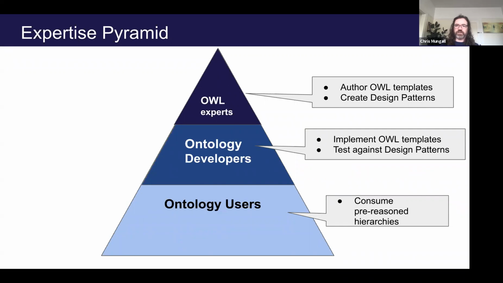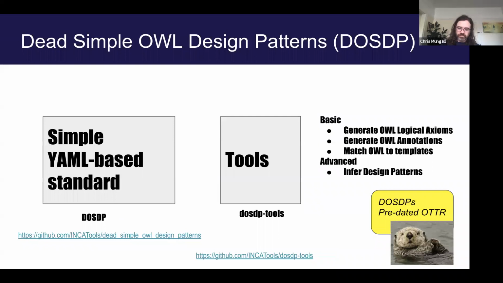And then the ontology developers essentially implement these, and they test their ontologies against the different design patterns. And the ontology users carry on consuming nice pre-reasoned hierarchies, not necessarily any the wiser here. But in fact, maybe the ontology users might actually find some of the design pattern abstractions useful ways of traversing these ontologies.